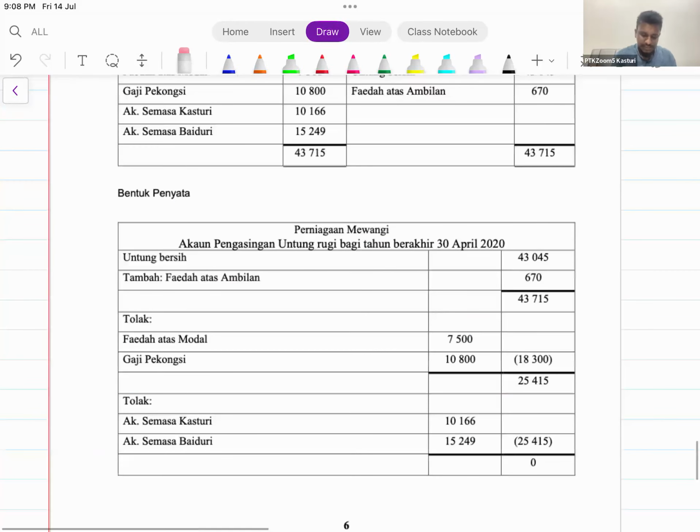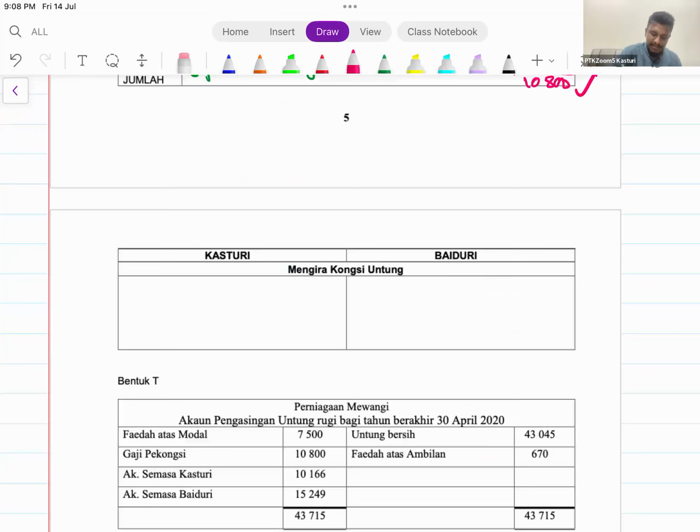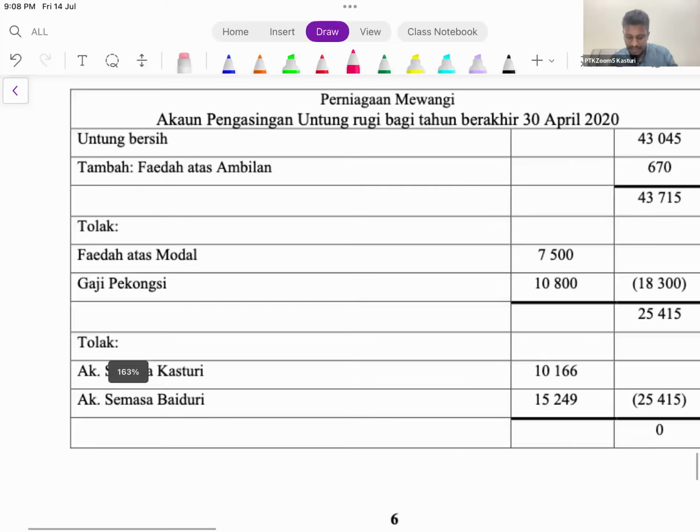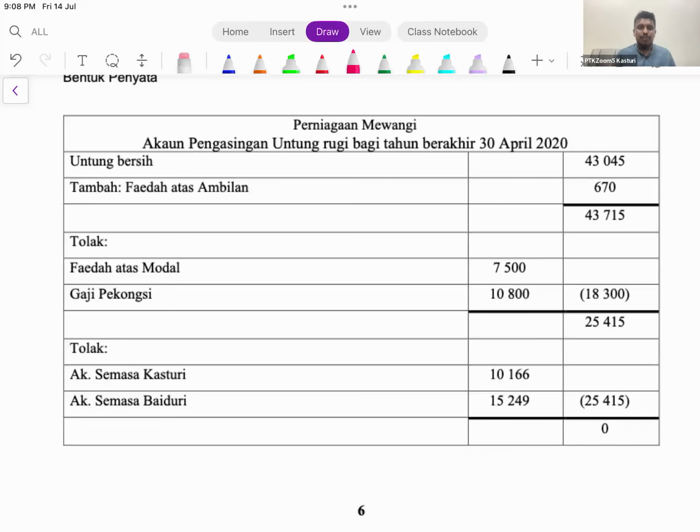Okay, but now this answer actually I already printed for you. In the next page, this one we skip. This one no need. We just skip because I already show here. But I wanted you to copy this. This one I already printed for you, but I didn't show you the working to calculate the account semasa.